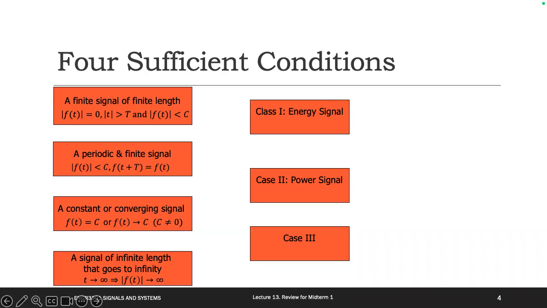Energy, which means the energy should be finite, smaller than infinite. And the power signal, what does that mean? The power should be finite, while the energy is infinite. And case 3, the power goes to infinity and the energy also goes to infinity.